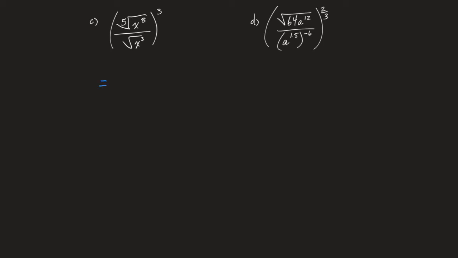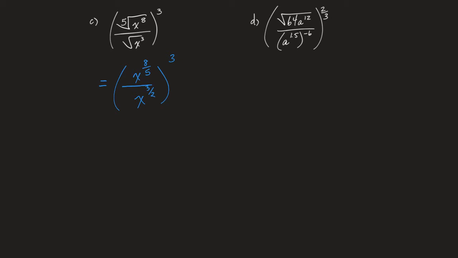So I take a look at the top of that fraction inside my cubed, and I notice I have the fifth root of x to the eighth. So I know that 8's my power, 5's my root. On the denominator, I notice that I have the square root of x cubed. So cubed is my power, 2 is my root. And I think that is a very good first line. More often than not, changing radicals into exponents is a good starting point.